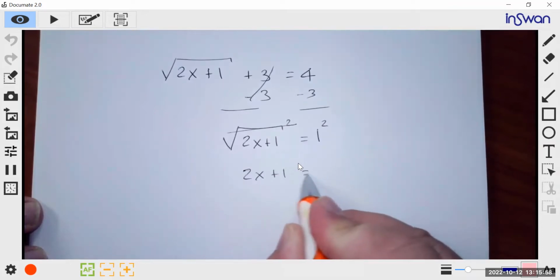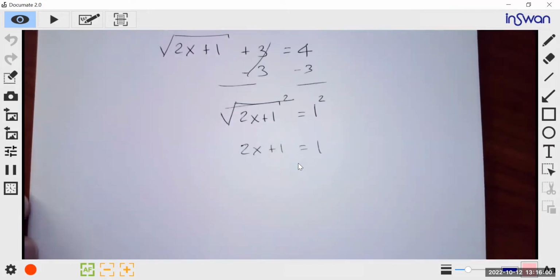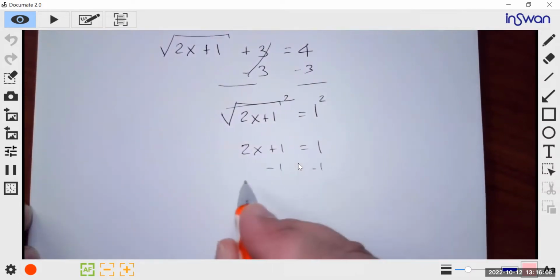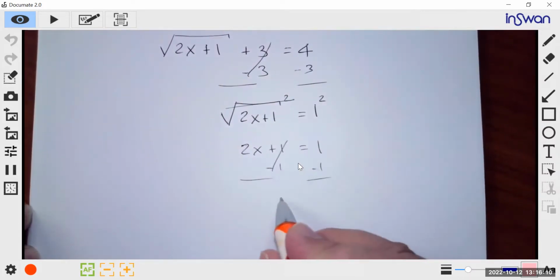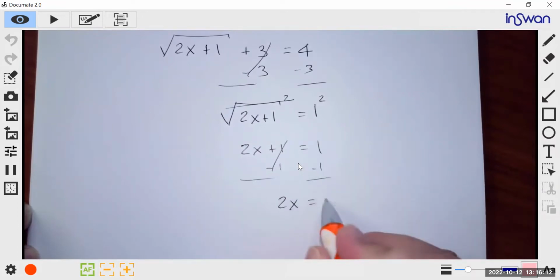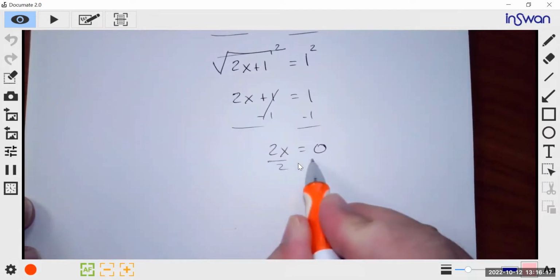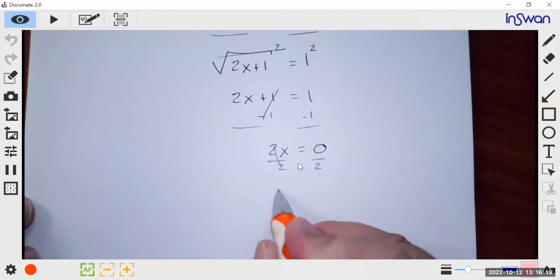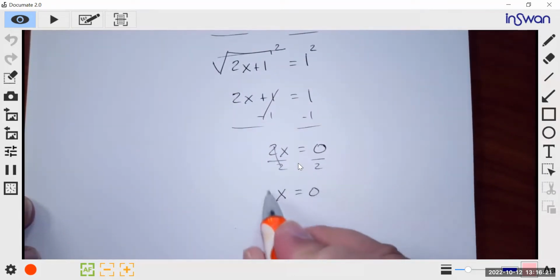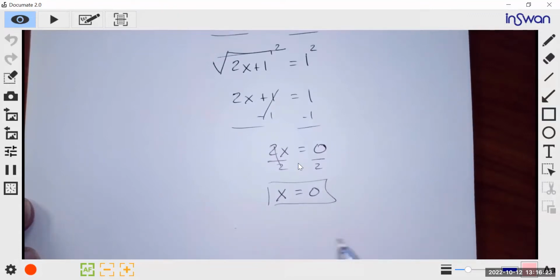2x plus 1 equals 1. Subtract 1 from both sides. So 2x, 1 minus 1 is 0. Divide by 2. X equals 0. Check your answer.